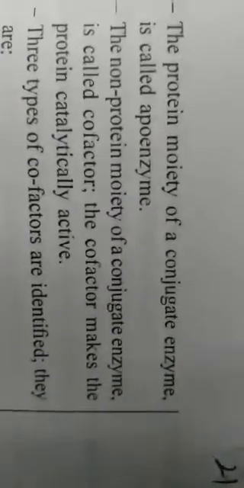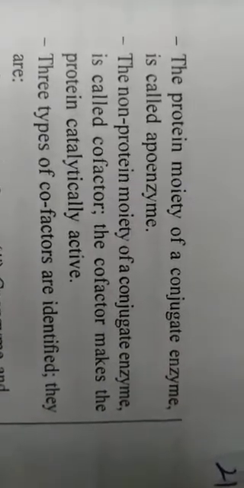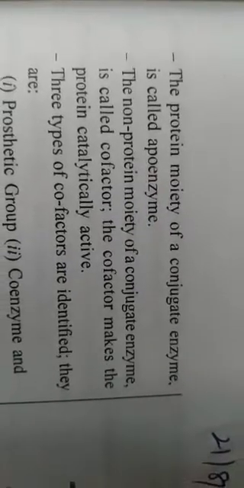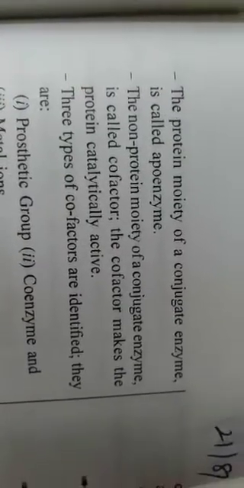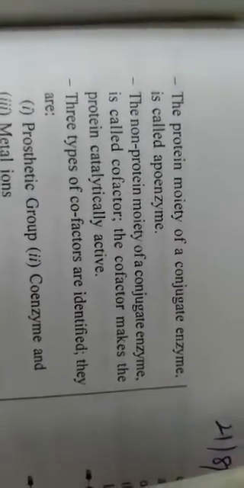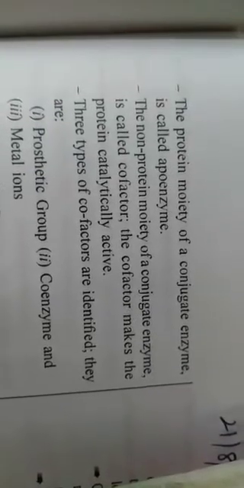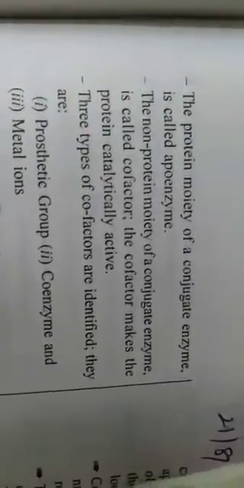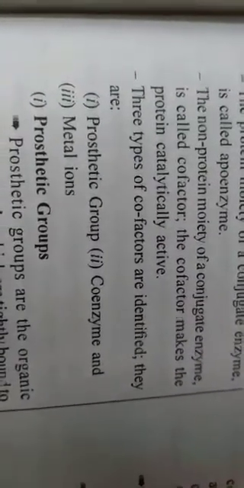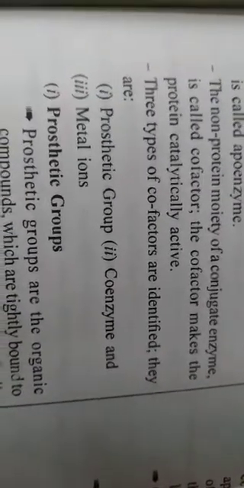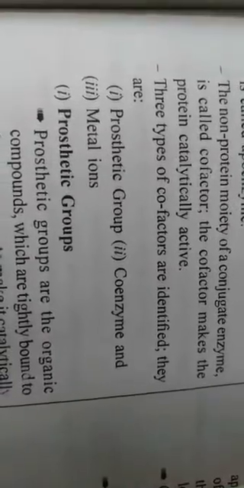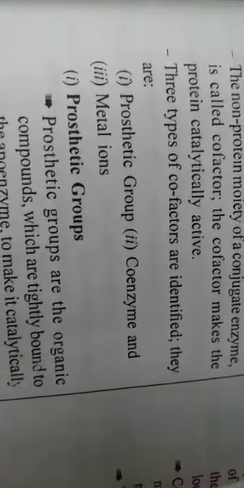The protein moiety of a conjugate enzyme is called apoenzyme. The non-protein moiety of the conjugate enzyme is called cofactors, clear. The moiety which is non-protein, not made up of protein, we call it cofactors, and the cofactors make the protein catalytically active. Now there are three types of cofactors. They are the prosthetic group, coenzyme, and metal ions, right? Now one by one we'll see what are these three types.